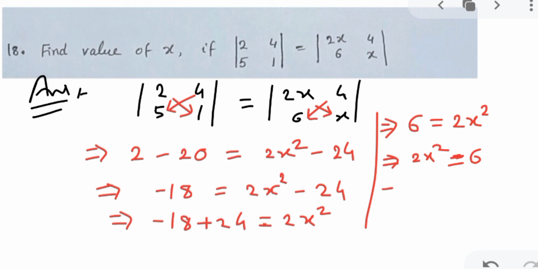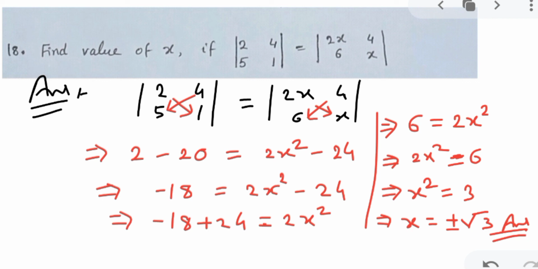So now I will simplify. x square is 6 upon 2. I am writing 6 upon 2 directly. 6 upon 2, if you simplify, you will get 3. So I am writing 3 directly. Okay? Or x will be the square root of 3. So you will get 2 values, plus minus. So plus minus square root 3 will be your answer. Okay. We have to find the value of x. So the value of x will be plus minus root 3. Okay. So I hope you understood.